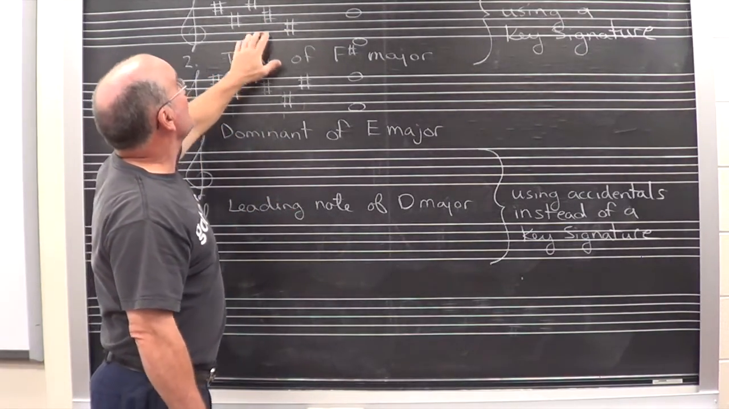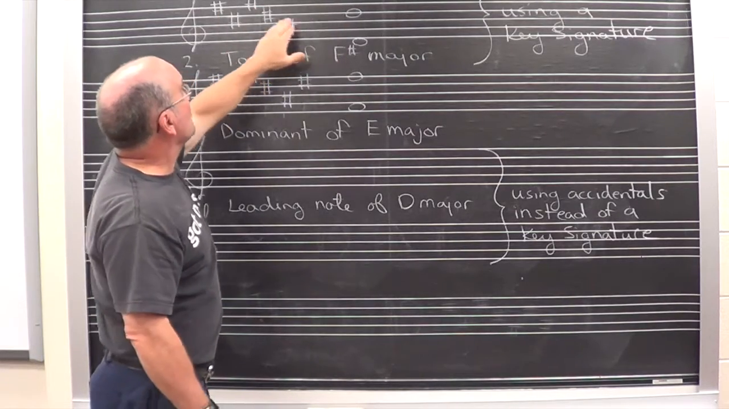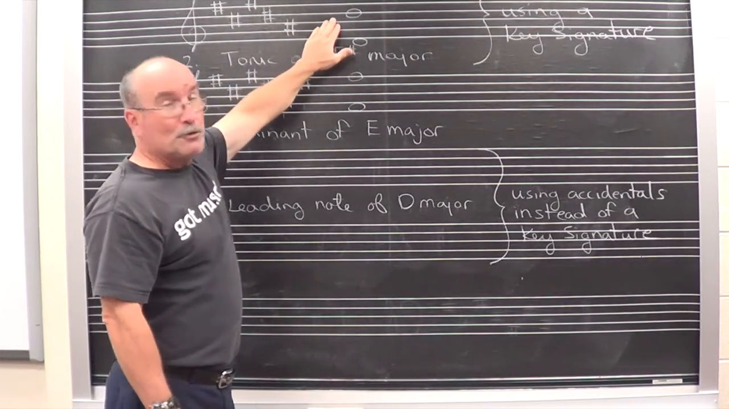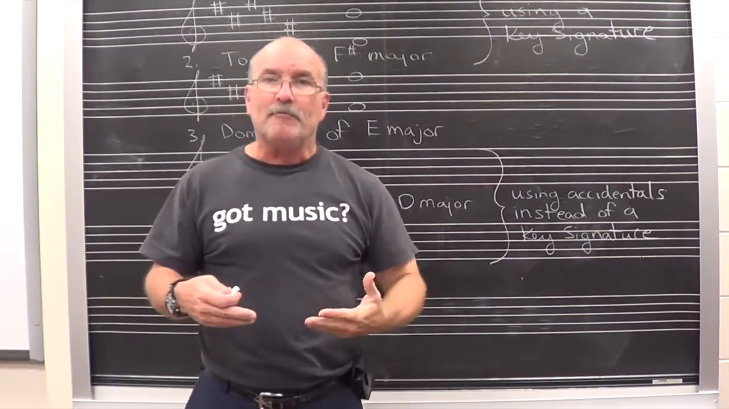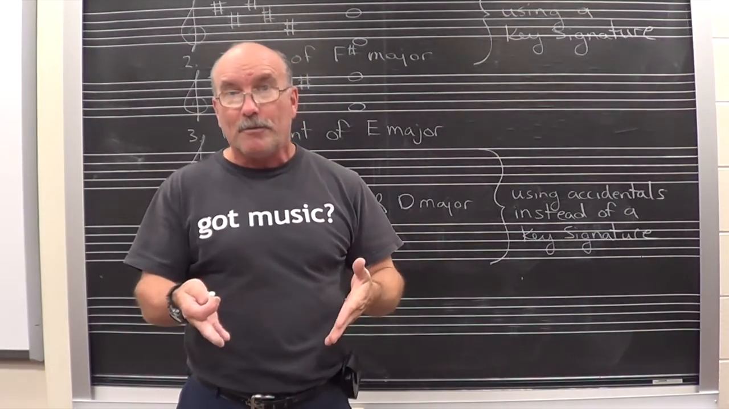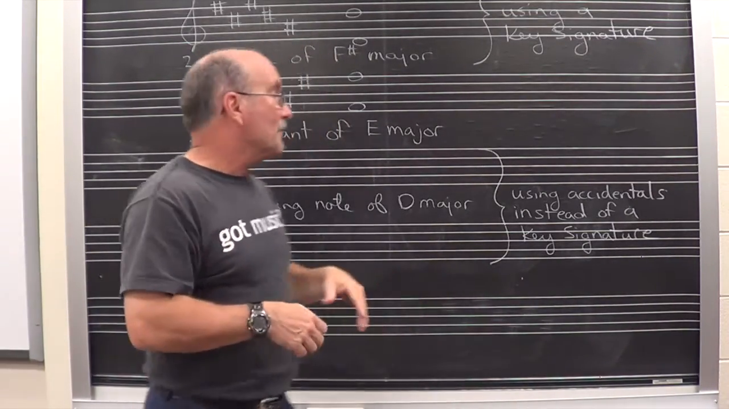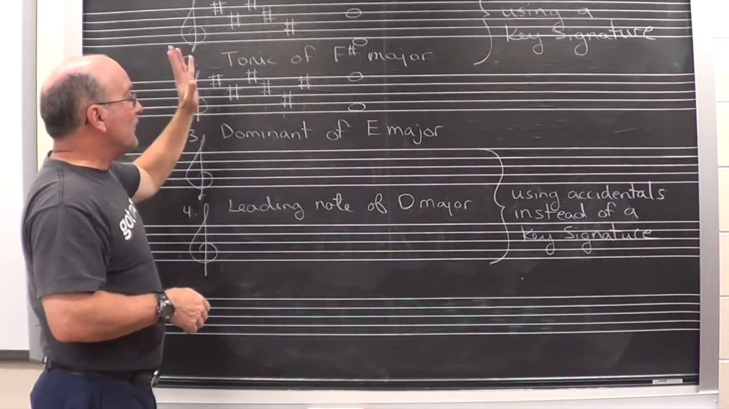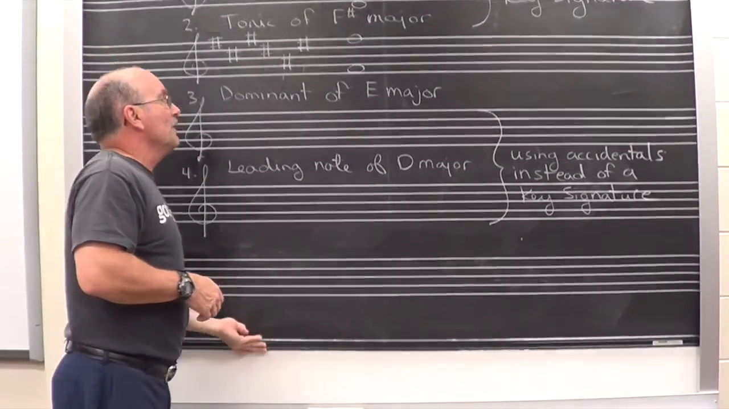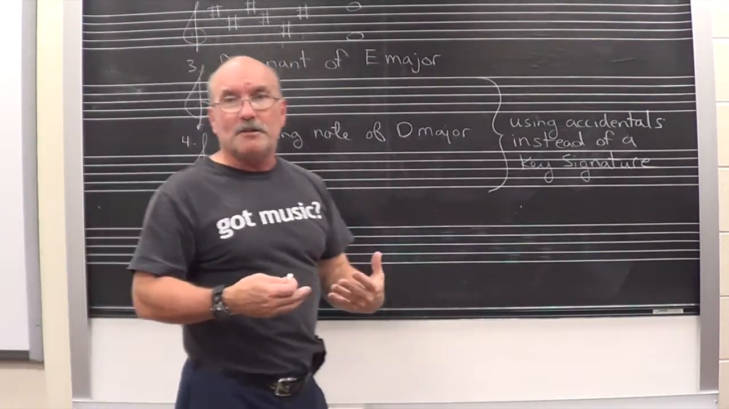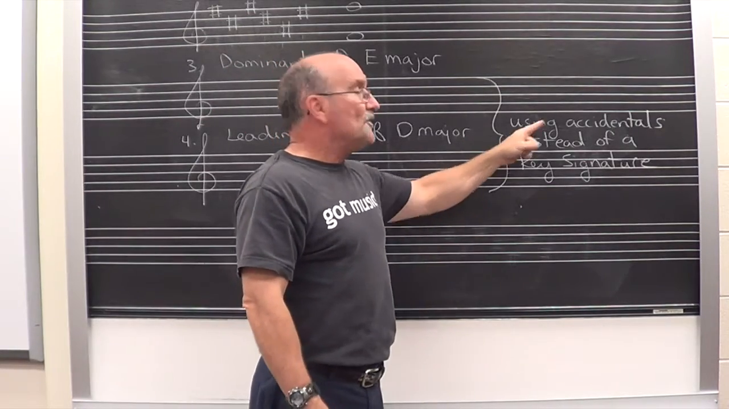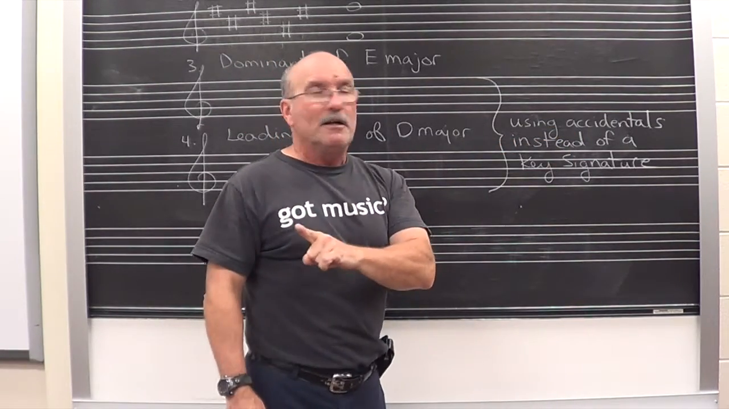And they're asking you, what is the mediant of B major? Well, we didn't have to put the sharp sign because it's in the key signature. But the truth is, the mediant of B major is D sharp. Remember that. Here, the tonic of F sharp, that was easy. It's F sharp. The second type of question they can ask you is using accidentals instead of a key signature.